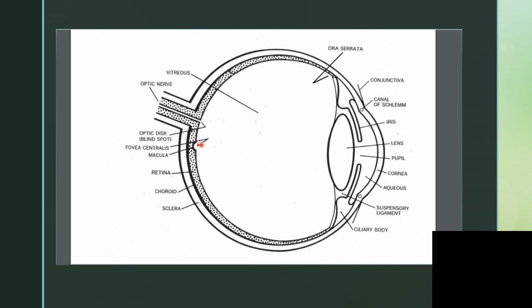Then we have the fovea centralis, which is in the middle of the macula. It is the central point of the macula, and it has the highest concentration of cones. This is where we have 20/20 vision. It's the only time where we have 20/20 vision, at the fovea.